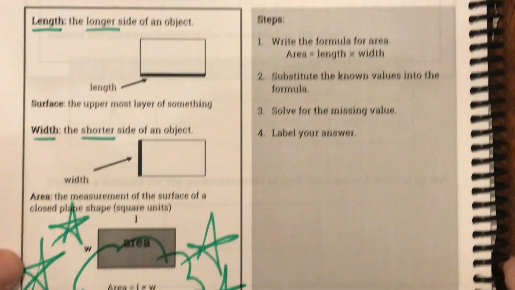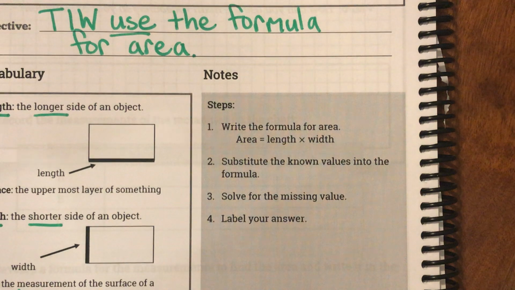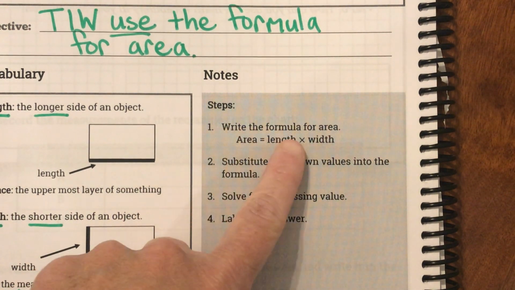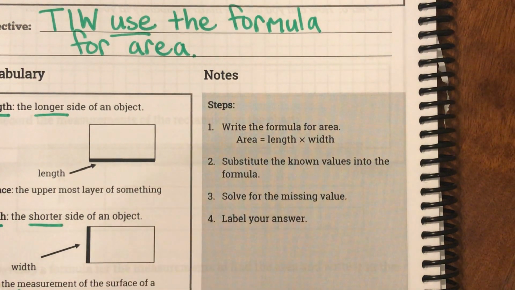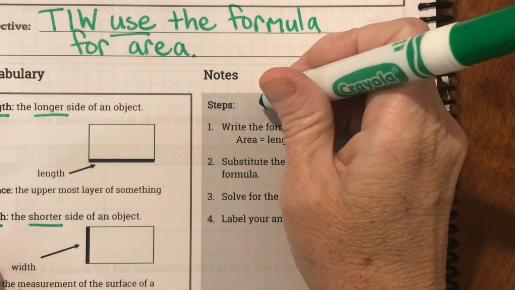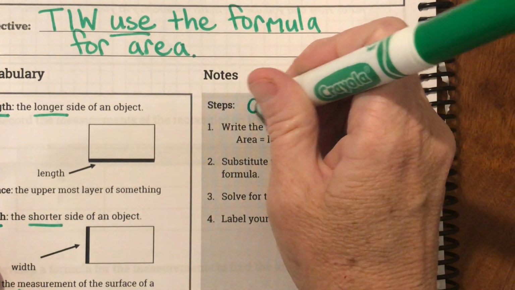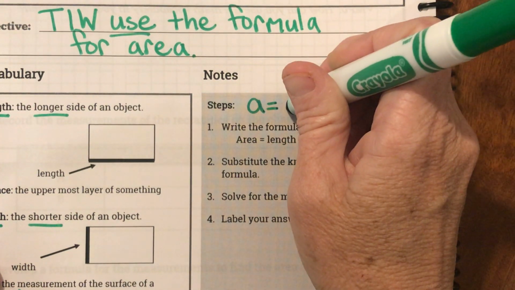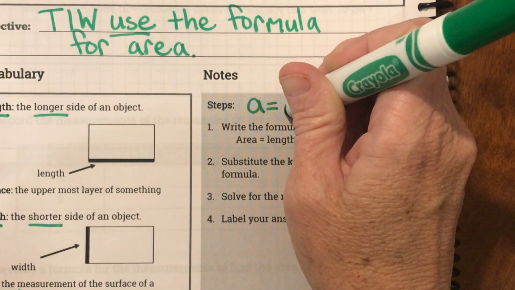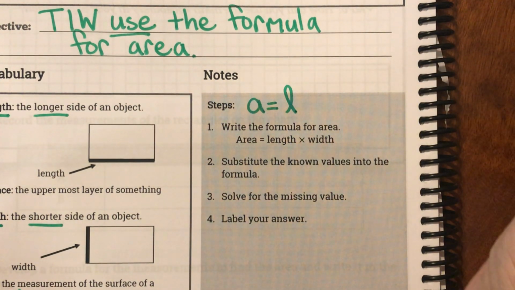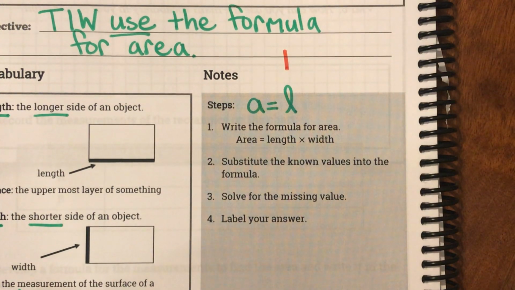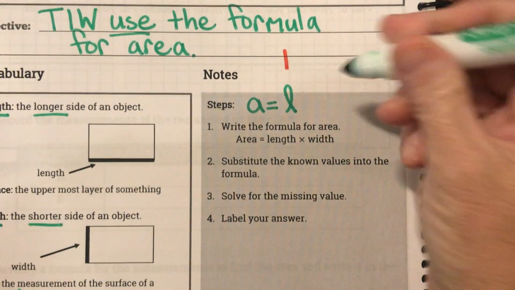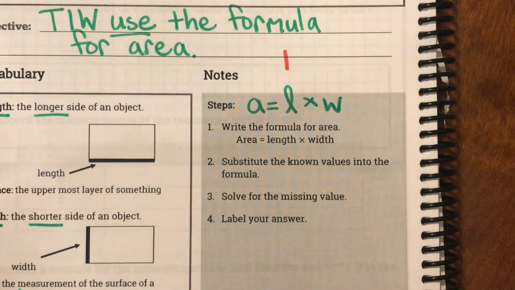Okay, we haven't really been doing our steps, but we are going to today. So this is really, really important. When we do our steps, we're always going to write the formula for area. So we're always going to write area equals length times width. A lot of times we'll shorten it and just say that area equals length times width. Now, a lot of times for length, you'll see them do a cursive L, because if I was to do a regular L, sometimes people think it's a 1. So we do a cursive L. So area equals length times width.